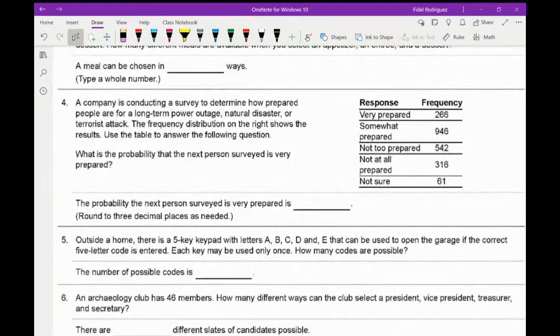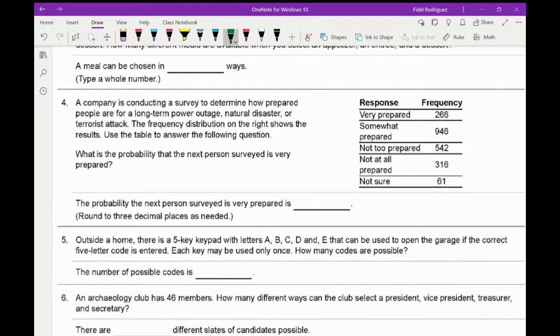All right, so it says a company is conducting a survey to determine how prepared people are for a long-term power outage, natural disaster, or terrorist attack. It says the frequency distribution on the right shows the results. Use the table to answer the following question. And so the question here says, what's the probability that the next person surveyed is very prepared? Okay, so I'm going to take a quick look here.